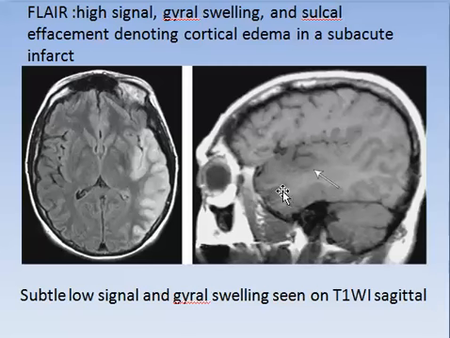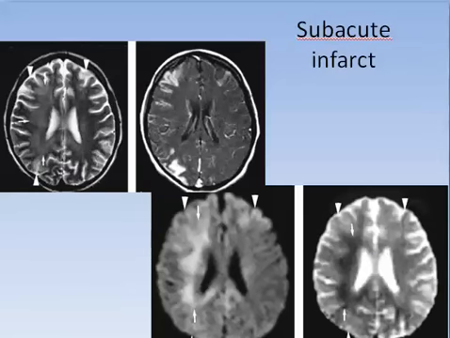In T1 it is not so evident, but still you can see that there is gyral swelling and there is effacement of the sulci, while in FLAIR it is more apparent. Of course, FLAIR gives similar changes to that of diffusion. Subacute infarct, here are the infarcts in FLAIR.